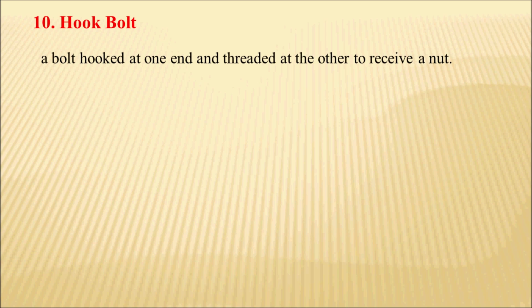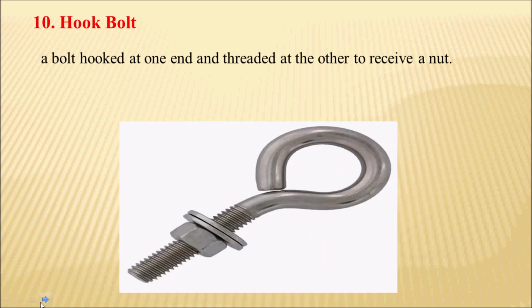Next one is the hook bolt. Hook bolt is a hook shape bolt. One end is a hook and the other end is threaded to receive the nut. That is the hook bolt. This bolt is also used in applications like hanging items from ceilings and walls. There we use the hook bolt.